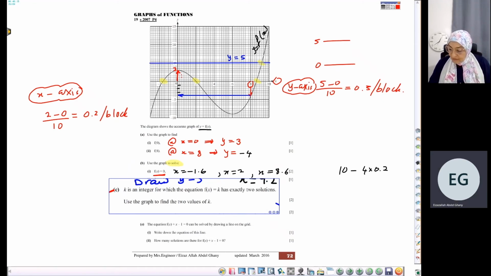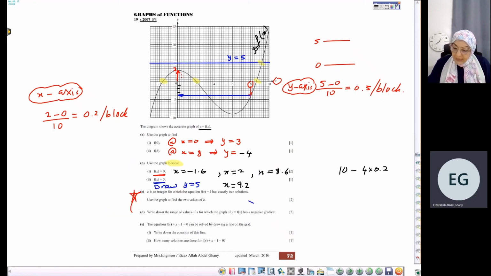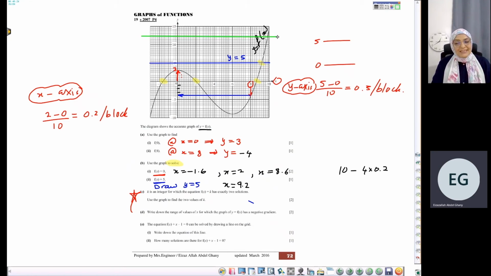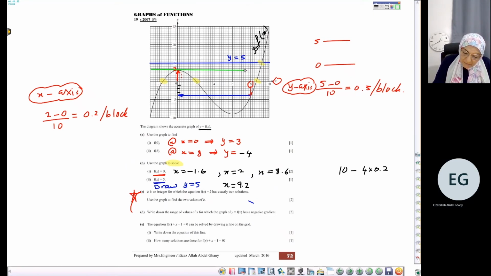If you draw, I'll ask you and you will answer. If I draw this green line here, it cuts the curve at how many points? Yes, 1. If I draw this green line here, it will cut the curve at how many points? Yes, 1. If I draw it here, it will cut the curve at 3 points. But I need only 2 points. Okay, so it must touch and cut.